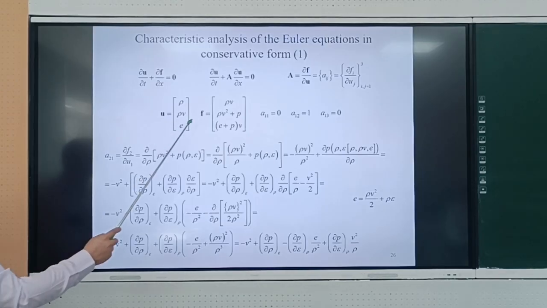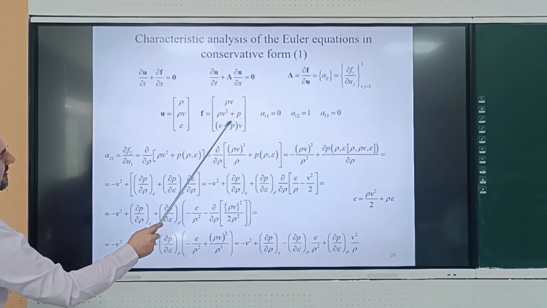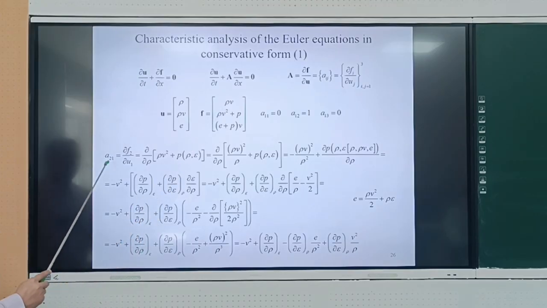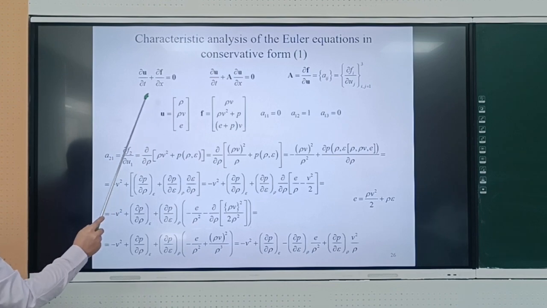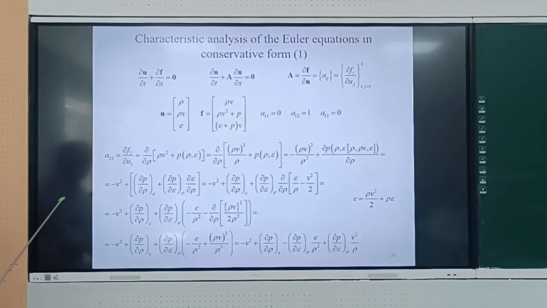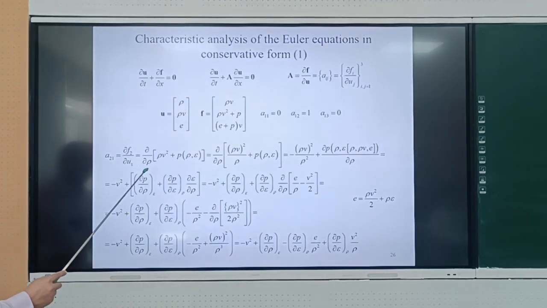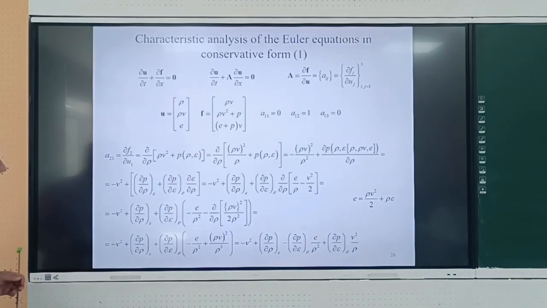What is df2? This is the second component of our flux vector, right? Rho v squared plus p, and we compute the partial derivative over u1 with respect to rho. How can we do that? Just the derivative of a complex function. Okay, just rewrite it, and then we change rho v squared as rho v squared over rho.